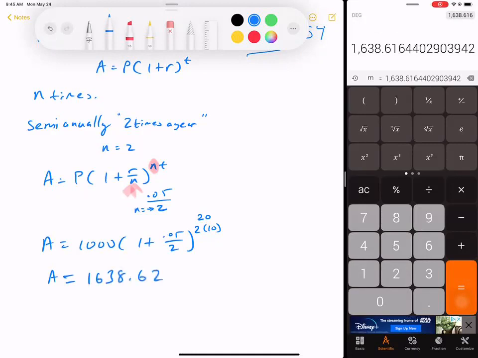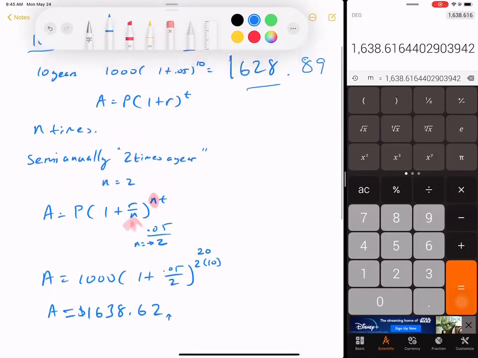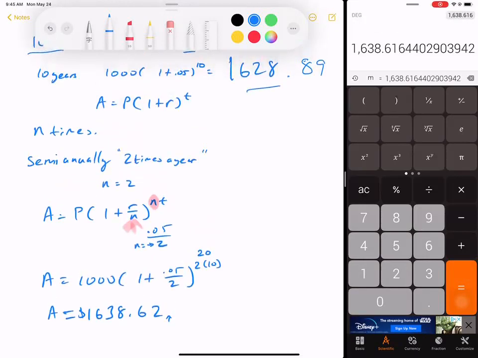So our actual value is 1638.62, rounding up. Now, is this more or less than our previous amount? Well, let's take a look. If I paid you only one time a year, you would get $1,628. But if I pay you twice a year, just by the number of times I pay you, I'm going to make an extra 10 bucks. You might say that's not a big deal, right? Making an extra 10 bucks is not a big deal, but I'm making an extra 10 bucks without doing any extra work.